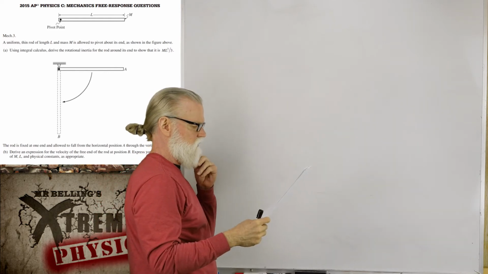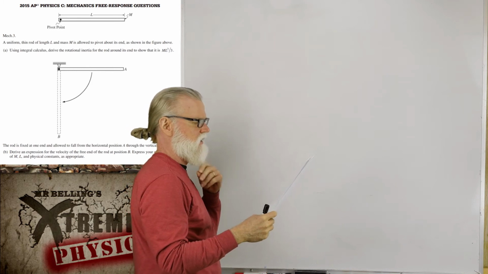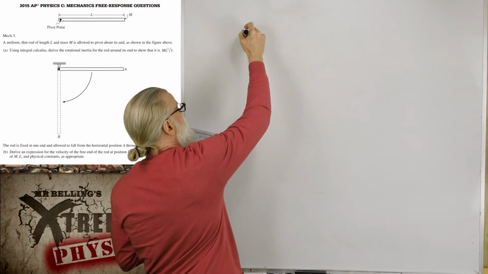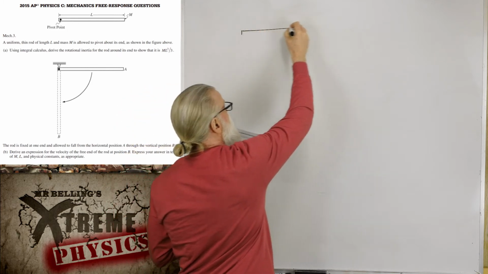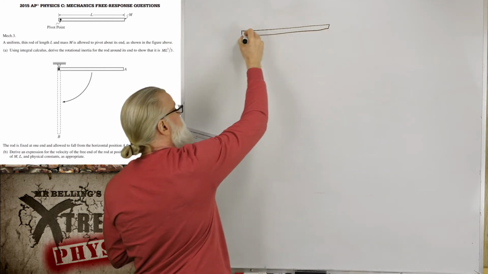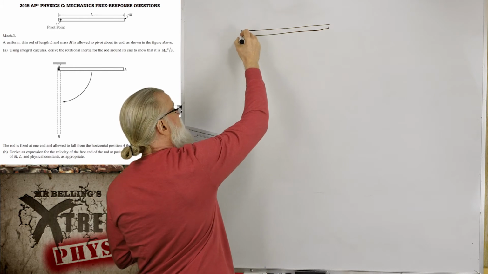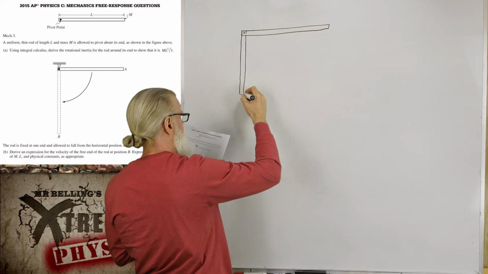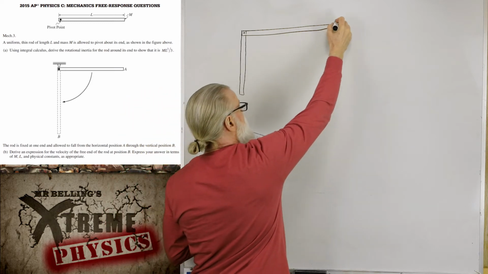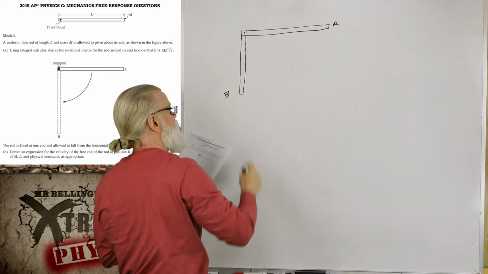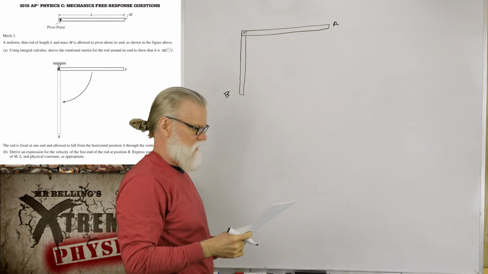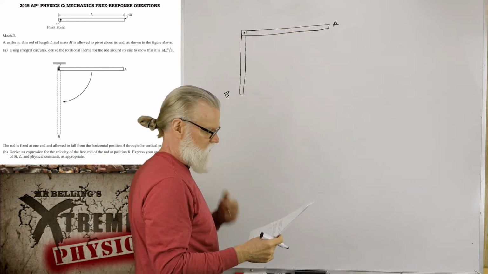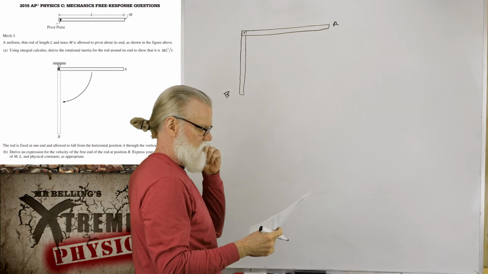Derive an expression for the velocity of the free end of the rod at position B. It's going to fall. All right, so we've got a rod here that's going to start like that and fall down to here. They call that position A, and they call that position B. Derive an expression for the velocity of the free end of the rod.